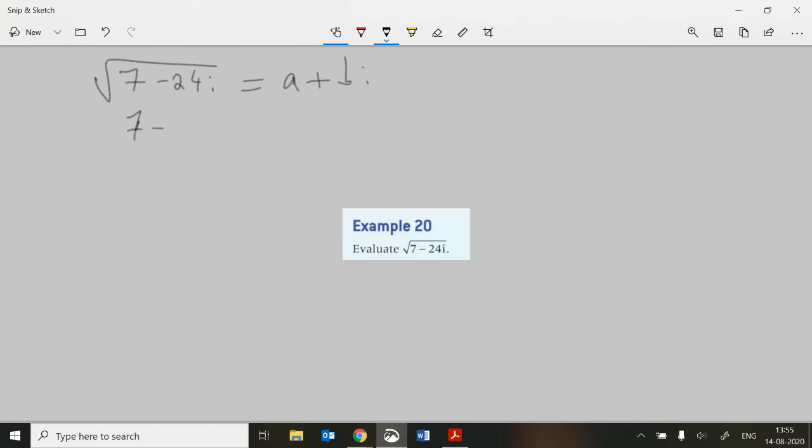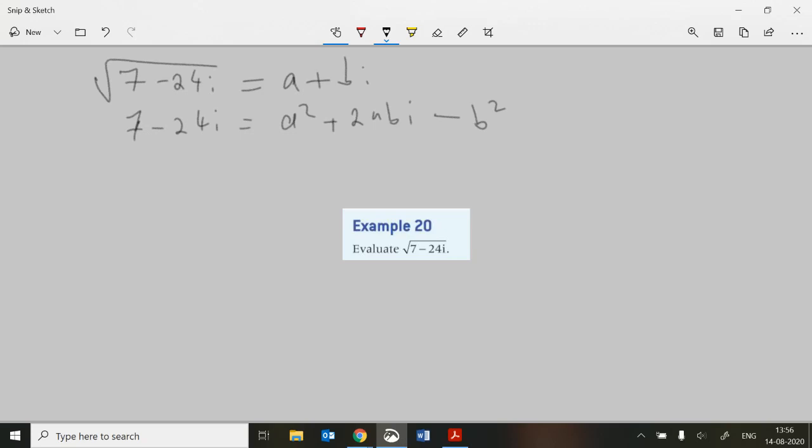So we've got 7 minus 24i equals the square of this thing here. So we're now getting a squared plus 2ab lots of i, and then minus b squared on the end as well. So we're getting bi times bi, which of course is giving us minus b squared. So the i times i is giving us the minus 1.